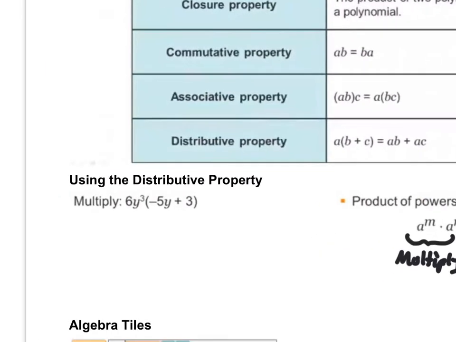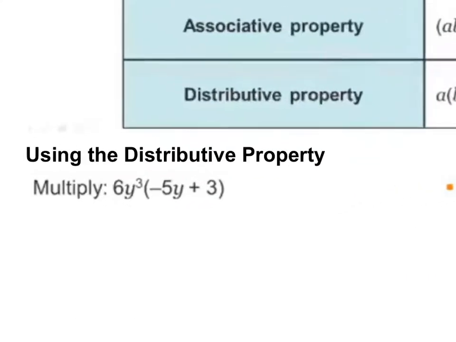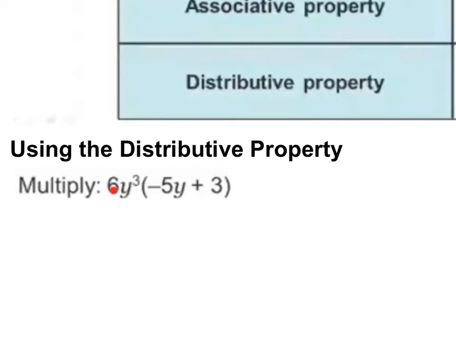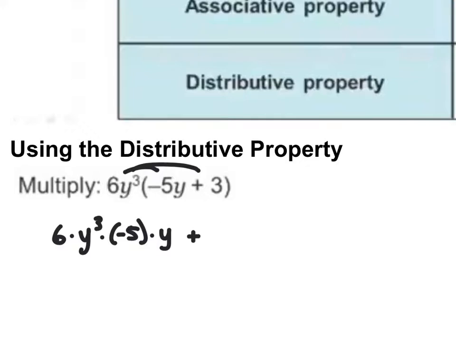Okay. So over here, I'm going to multiply these two things together. Now, what I have here is a monomial, 6 times y cubed, and I'm multiplying that by a binomial, this quantity, negative 5y plus 3. So when I multiply these through, you multiply your numbers, and then you combine your variables. So what I have is 6 times y cubed times a negative 5, and then times a y, and then I'm going to multiply that all again by, so then 6 times y cubed times 3.